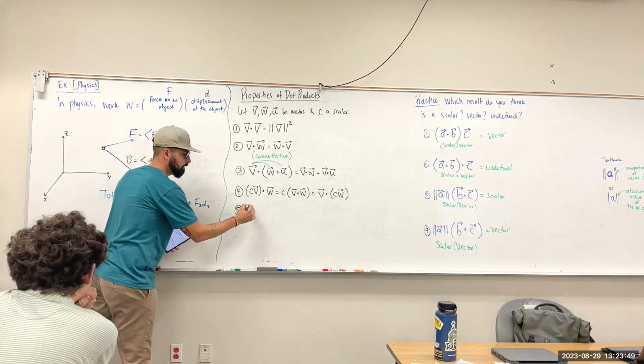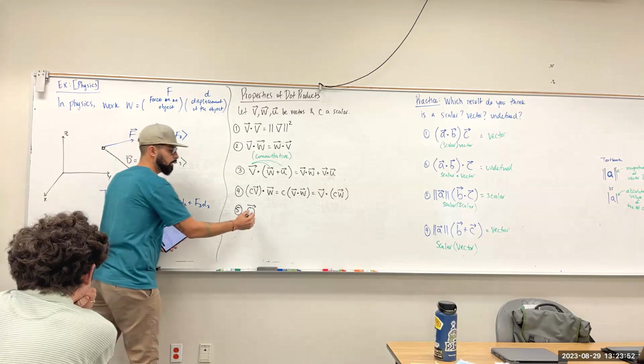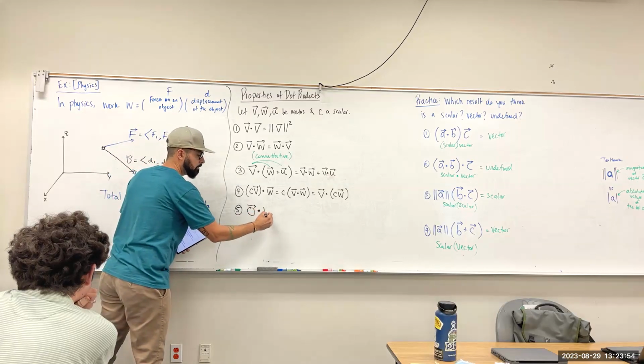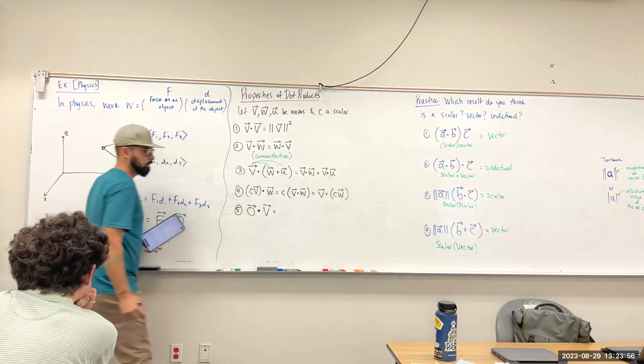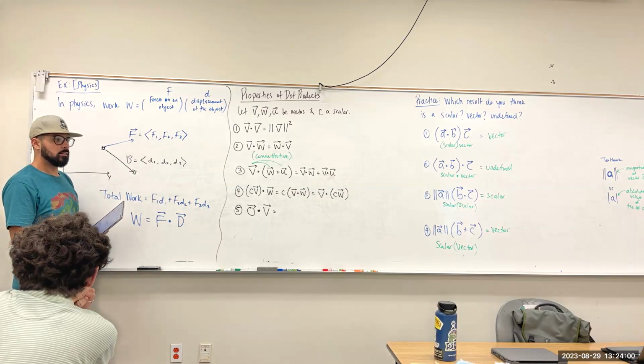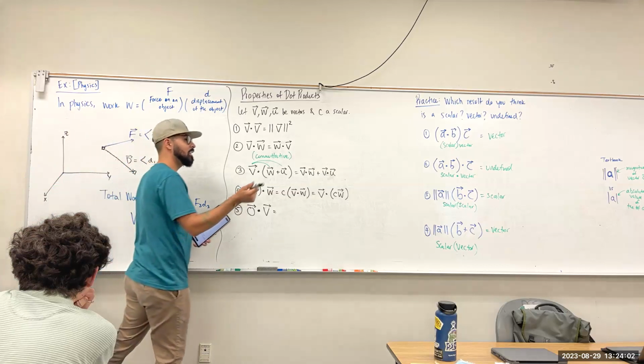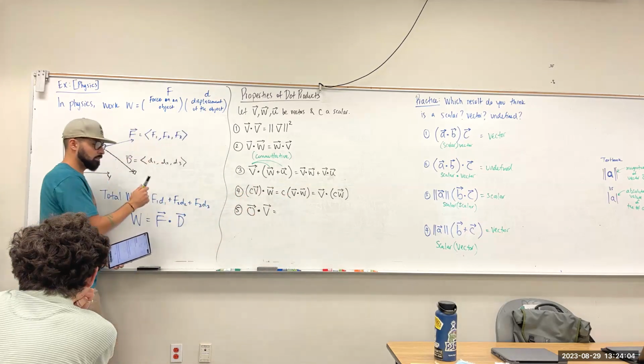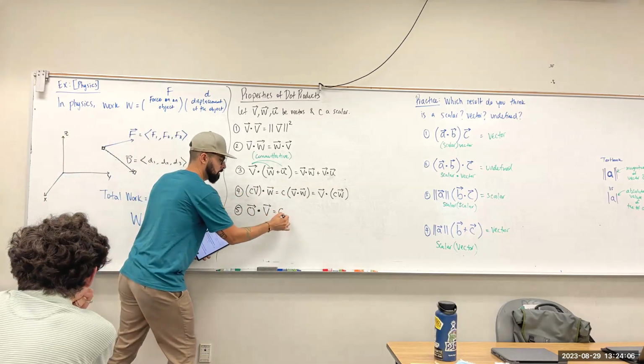And then the last property is the zero vector. The zero vector dotted with any vector, what do you guys think it will give you? The zero vector or the zero number? Number, because the result needs to be a scalar. Zero number.